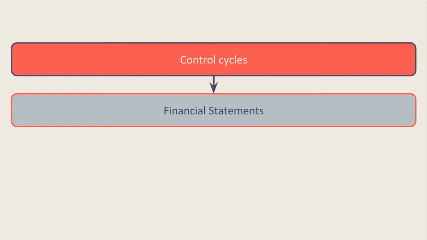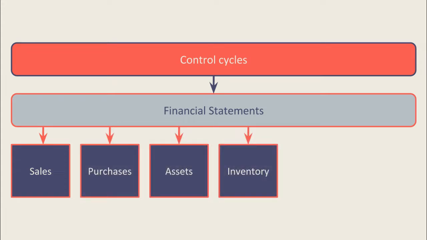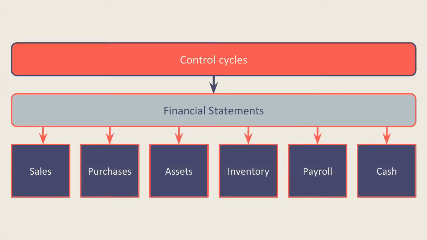They have an impact on whether the financial statements are true and fair, and are the sales, purchases, assets, inventory, payroll and cash systems. For each system, I will outline the stages of the system and examples of the objectives, risks and controls at each stage.